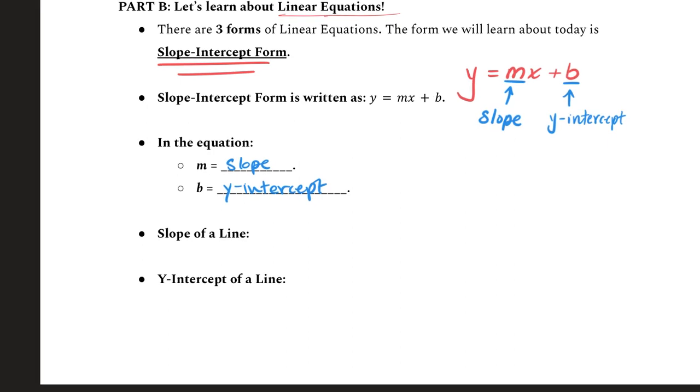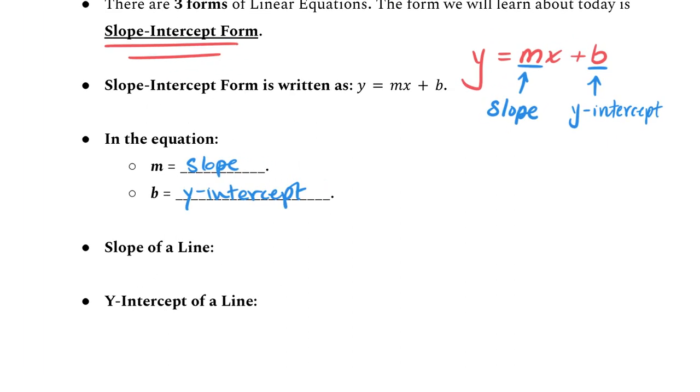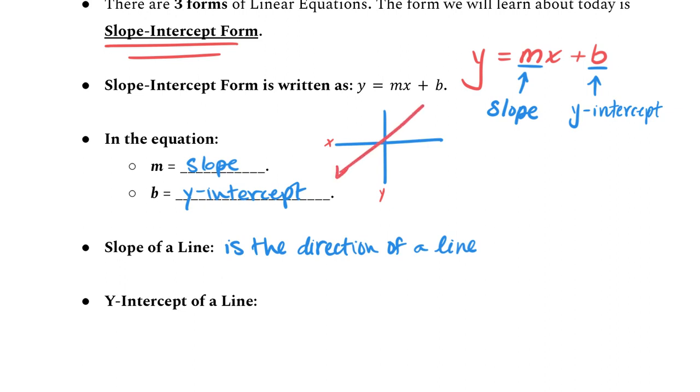Okay, so what does that mean? Well, let's talk about it for a second. The slope of a line is pretty much the direction of a line. Now, when I'm talking about a line, let's think of a graph. If I have a graph right there, I've got my x-axis, my y-axis. A line could look something like this. See how it's a straight line? The slope is essentially the way this line is going.